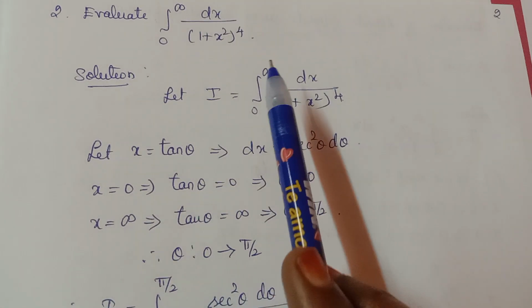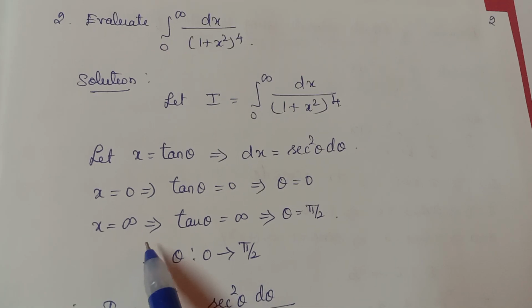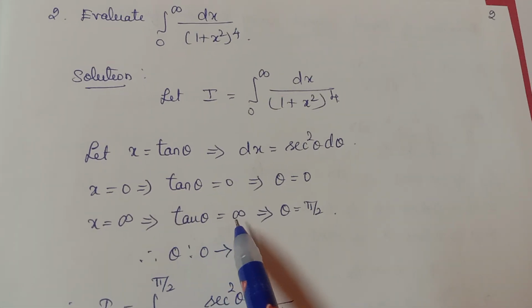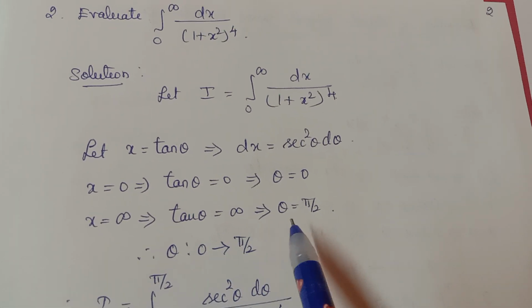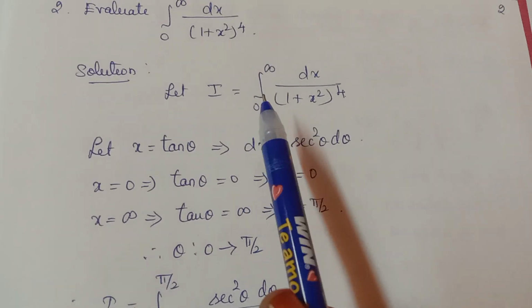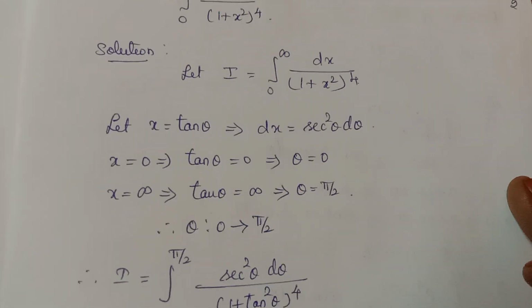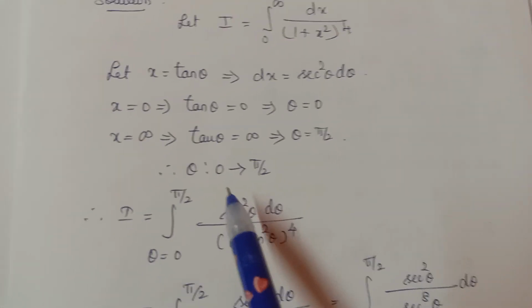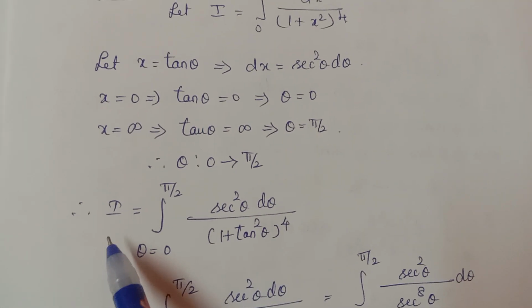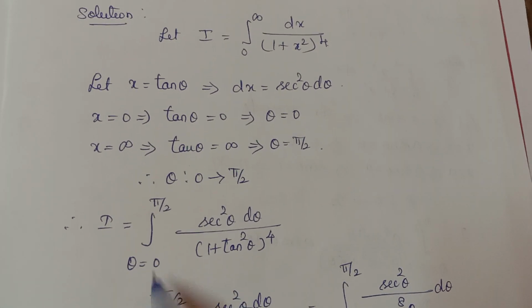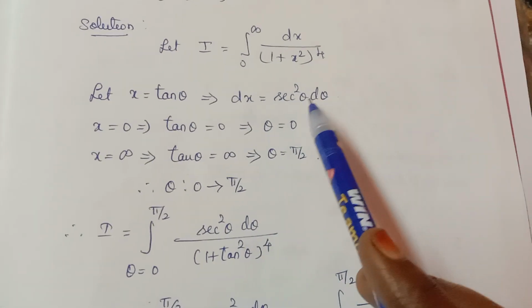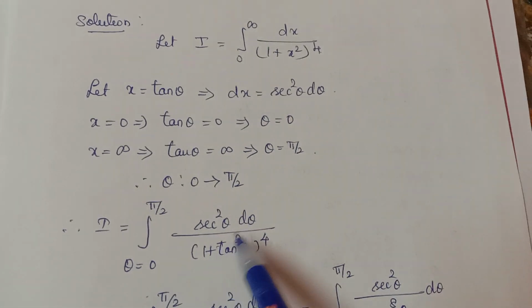And when x equal to infinity, the upper limit given in the problem, tan theta equal to infinity. When will you get infinity for the tan function? Only at pi by 2, isn't it? So here x varies from 0 to infinity, so theta varies from 0 to pi by 2. So the given integral I equal to integral theta equal to 0 to pi by 2. Instead of dx, what should you substitute? Secant square theta d theta.